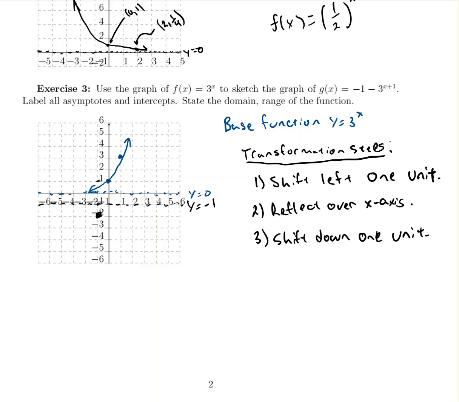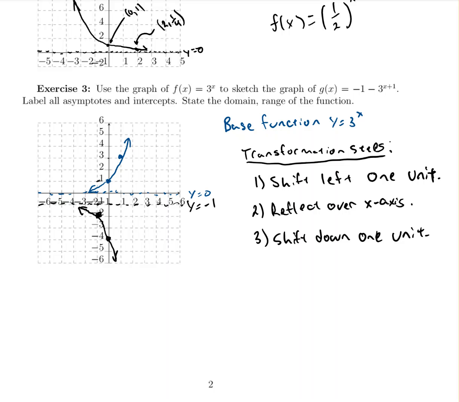location being here. I can do that to my point at (1, 3): shift it to the left 1 unit, then reflect it over the x-axis and shift down 1 unit. And I end up here. And then based on the shape I knew I had beforehand, I can fill in what my graph is going to look like. And I end up with this picture. So it's not a bad picture of a transformation.